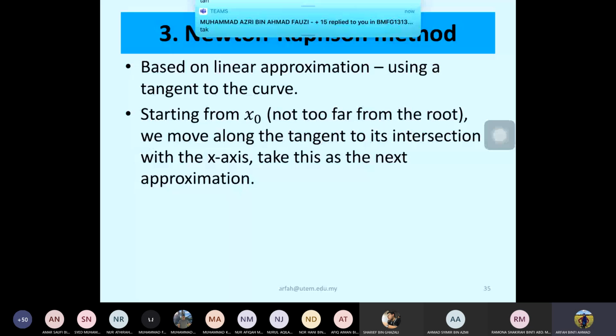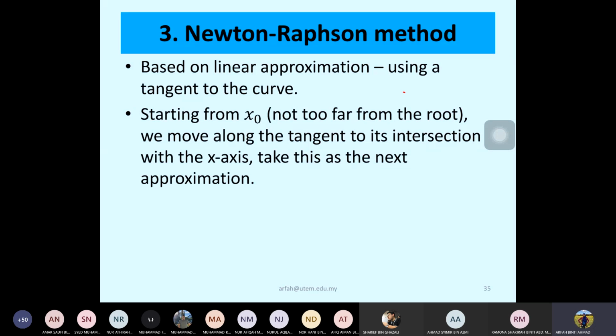Okey, so kita akan continue dengan Newton-Raphson method yang mana ianya adalah menggunakan the idea of the tangent to the curve. Maksudnya daripada sesuatu curve tu, kita akan cari apakah dia punya tangent. So awak ada curve, so kita akan tengok berapakah tangent terhadap curve. So starting from x0, the point that is not too far from the root, we move along the tangent to its intersection with the x-axis and take this as the next approximation.